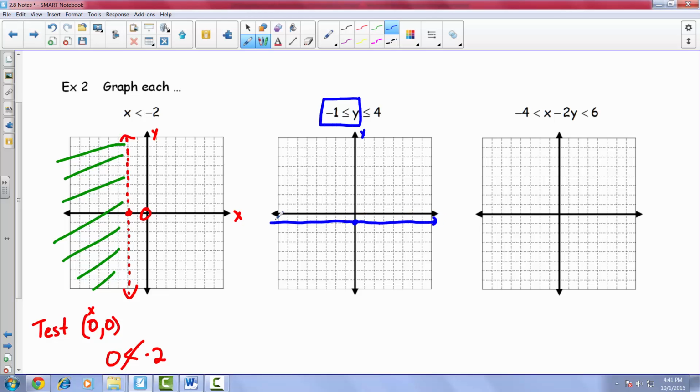Now, when we're talking about shading, if we want to shade this, we're going to test some point. So for example, 0, 0, we see that it is above the line that we just graphed. And then basically just taking that y value, is -1 less than or equal to 0? Is that a true statement? It most certainly is. -1 is less than or equal to 0. And so we would shade upwards.